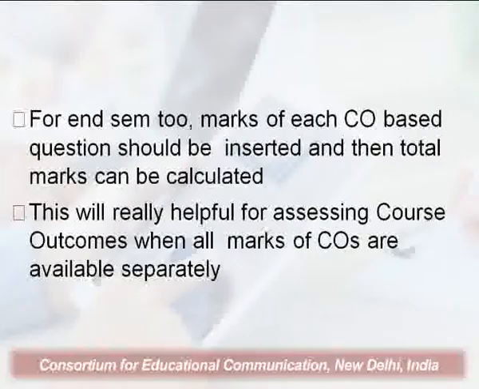So here what I feel is that we should have a very important software called enterprise resource planning software, which is specifically designed in this regard, so that our course outcome assessment marks can be inserted side by side and we can achieve our objectives. Now for the end semester, the marks of each course outcome based question should be inserted, and then the total marks can be calculated. This will be really helpful for assessing the course outcomes when all the marks of the course outcomes are available separately. It becomes a very crystal clear statement of assessment, mapping and matrix.